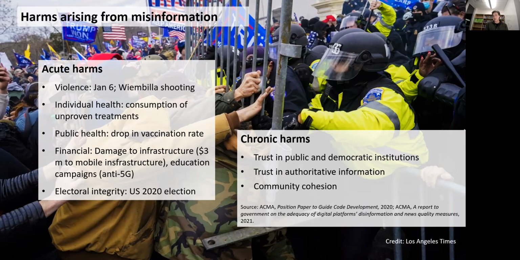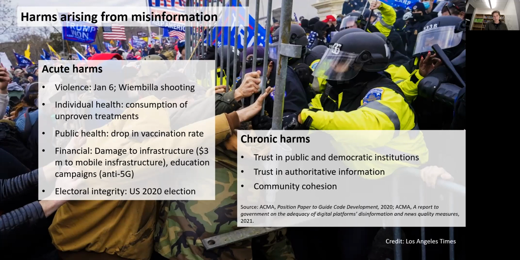You see harms to individual health, for example, from the consumption of unproven treatments during the early days of the pandemic. You saw harms to public health with the drop in vaccination rate. You see financial damage, for example, damage to infrastructure, 5G towers being destroyed or damaged, education campaigns from mobile companies to try to prevent people from causing damage, to counteract this misinformation, and damages to electoral processes. Clearly, the January 6th violence was a part of that, but a general undermining in trust as well, and a threat to the smooth running and proper running of the election itself.